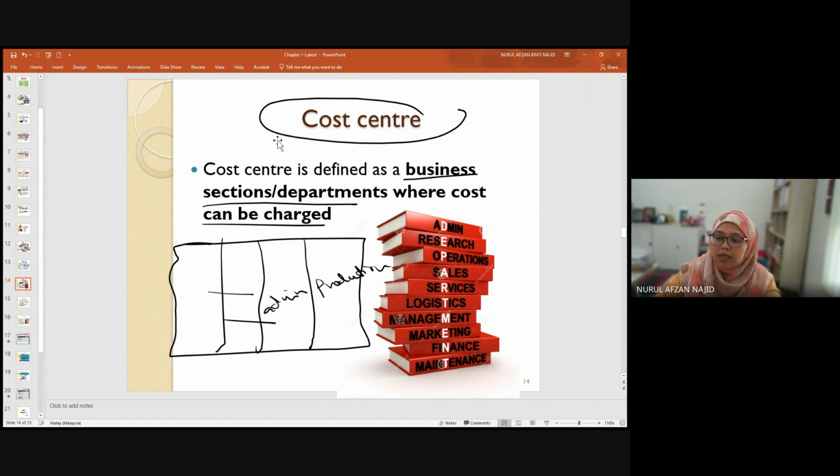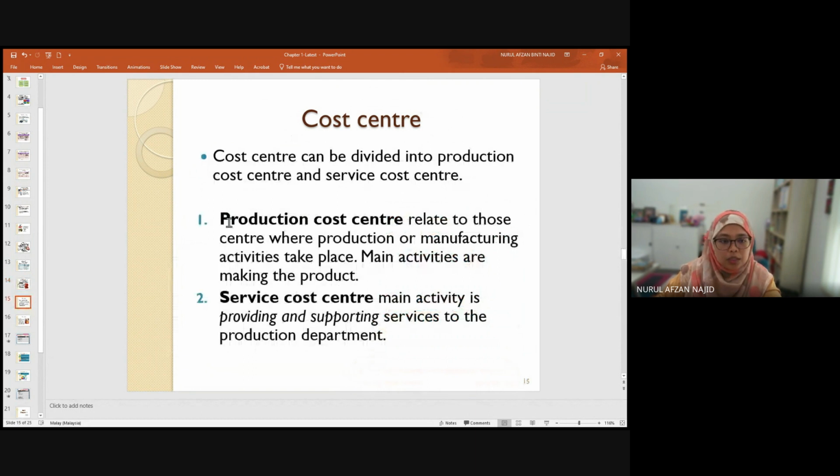Okay. Dan cost center ini boleh dibahagikan kepada dua. Okay. Cost center can be divided into production dan juga service. Production ini adalah main activity. Ini saya highlightkan terus dia punya keywords dia yang you nak faham. Production, main activity. Service, supporting. Okay, production cost center, contoh, you nak buat kek. Banyak pula produk-produk yang kita kena bayangkan hari ni. You nak buat kek. Right.